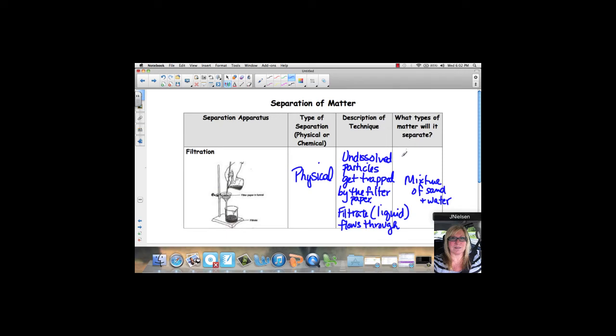This type of physical separation, filtration, will separate heterogeneous mixtures. And this was an example. So heterogeneous mixtures, those that are not uniform throughout. Let's move to the next one.